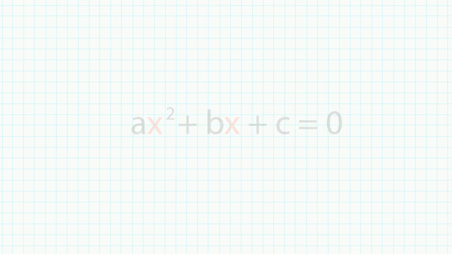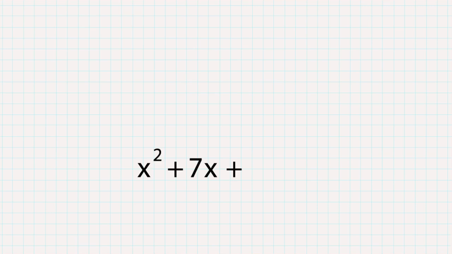Let's have a look at this example. We have x squared plus 7x plus 12 is equal to 0. The first way we're going to use is factorization. And the particular technique that we will be using here is the cross method.